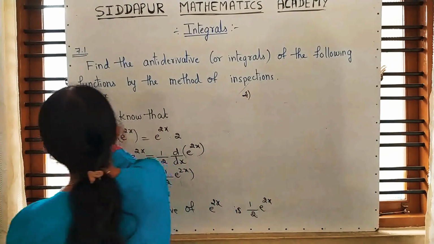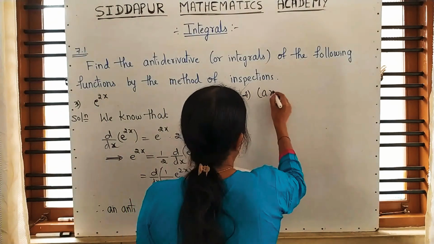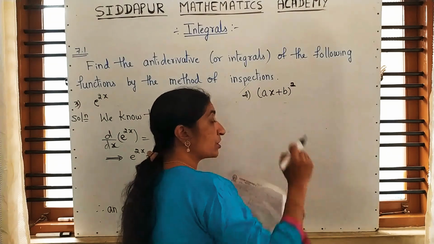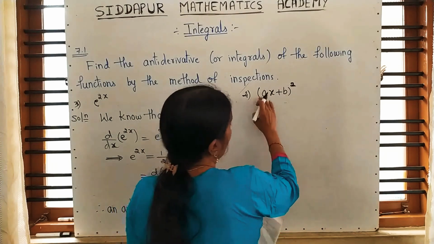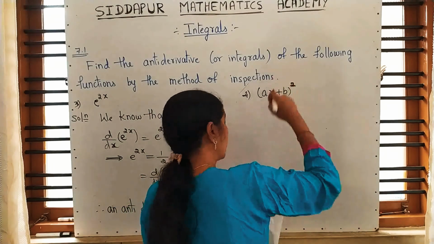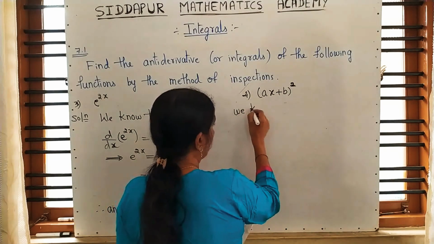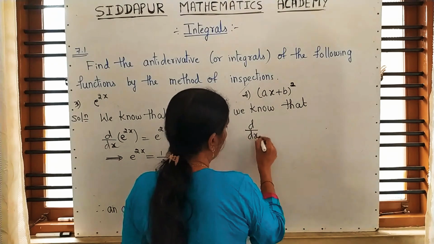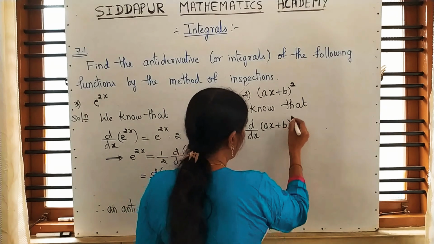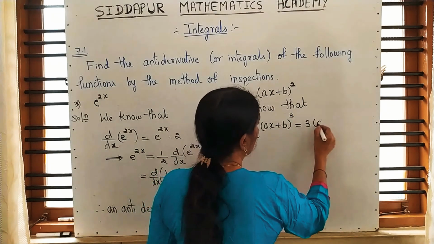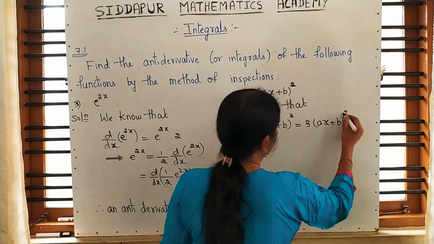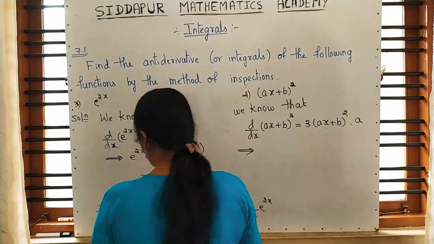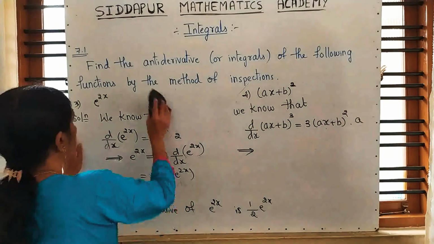Fourth one, this is the third one. ax plus b whole square. If it is the 2 means in the differentiation the power goes on decreasing. If it is ax plus b whole cube, then it becomes a square. So, differentiation of ax plus b whole cube is 3 into ax plus b whole square into differentiation of ax is a. But we required only ax plus b whole square. Just rearrange them.